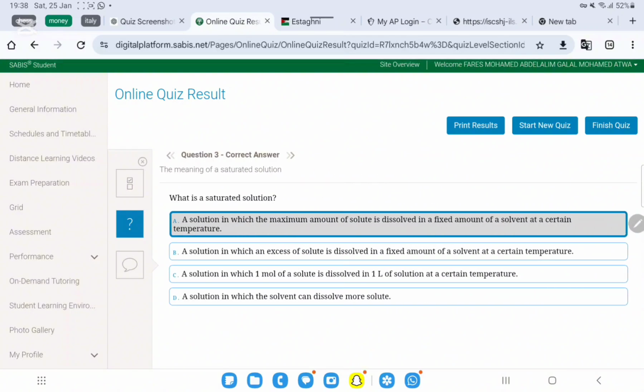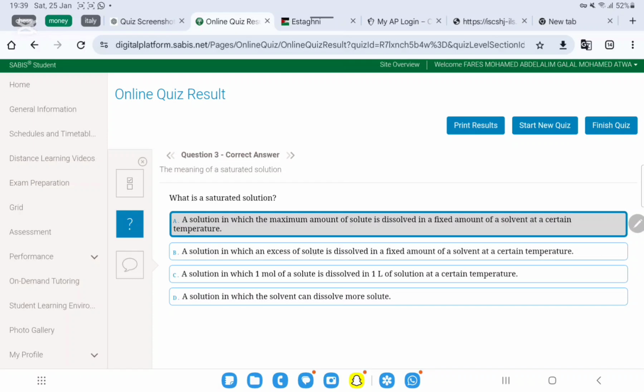What is a saturated solution? A saturated solution is when you have a solution that has the maximum amount of solute dissolved in it, so much solute you can't dissolve anymore, or you can even see a bit of solute at the bottom of it. A solution in which the maximum amount of solute is dissolved in a fixed amount of solvent at a certain temperature. Yeah, that's a saturated solution.